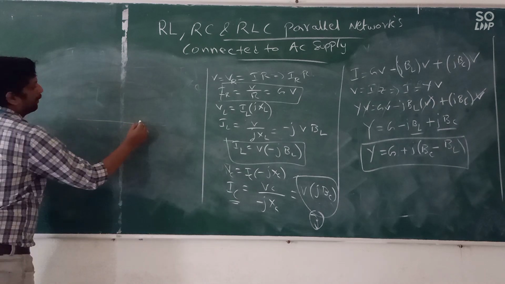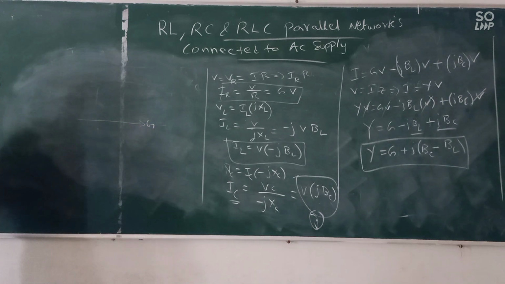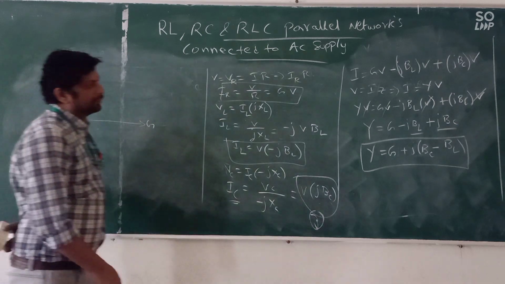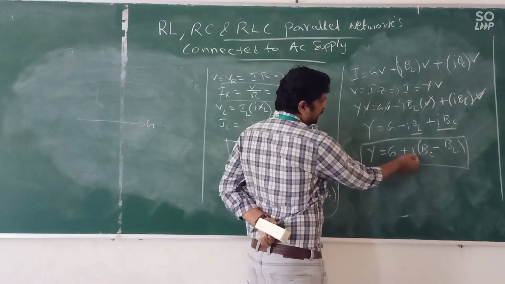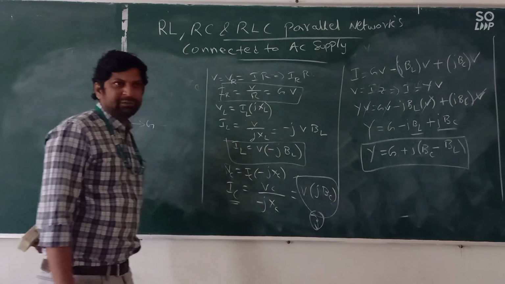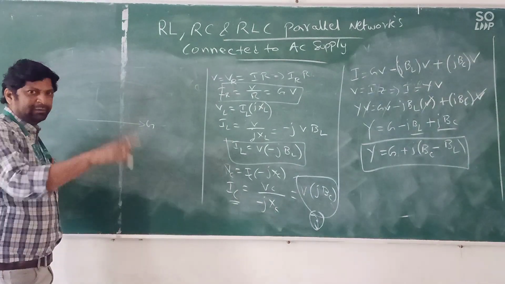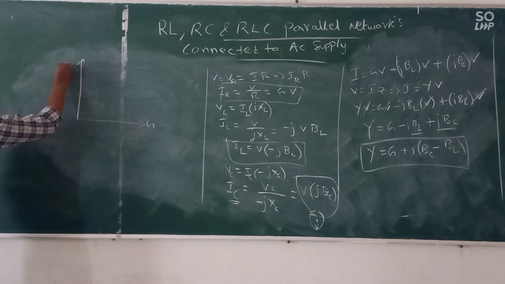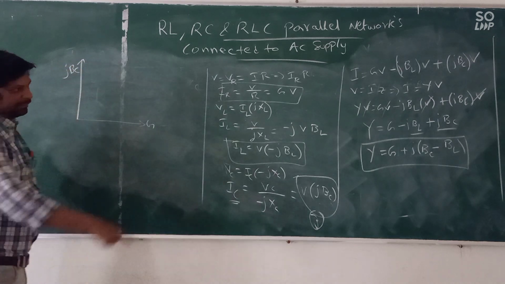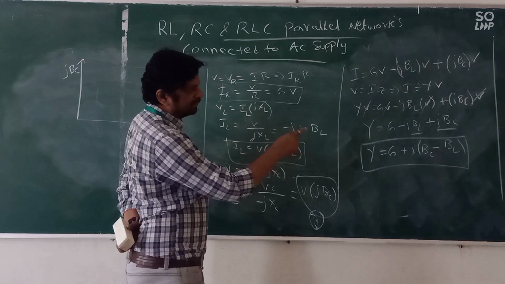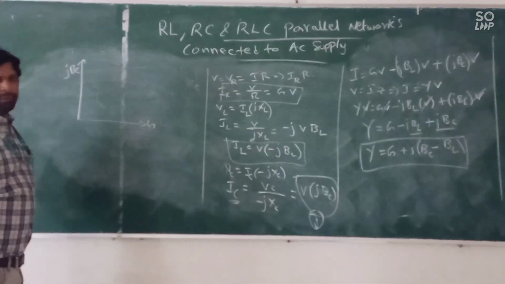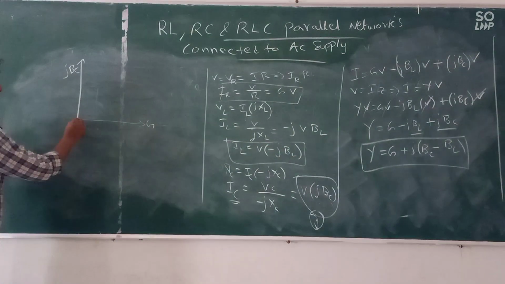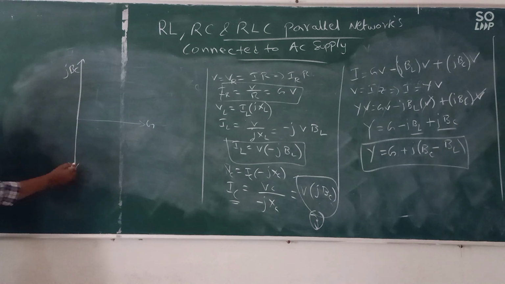So here conductance is taken as the reference. G, then it is J BC. J is an operator which will rotate by an angle of 90 degrees in the anti-clockwise direction. So it is J BC. The third component is minus J BL. It is clockwise, minus J BL.